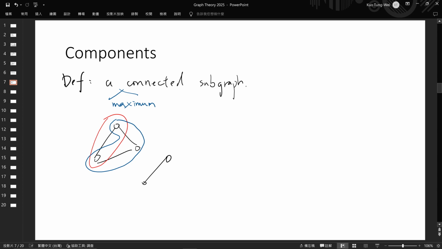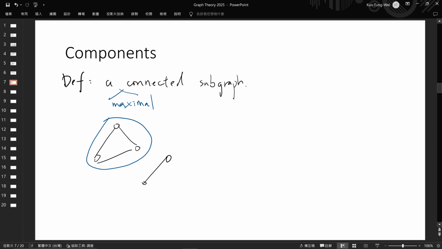So in this graph, what is a maximum connected subgraph? According to your answer, it will be the one that has the most vertices. So the answer will be this one, because this one only has 2 and this one has 3, so this one wins. But we're not looking for this kind of maximum. This is too restrictive. So what kind of maximum do we want?